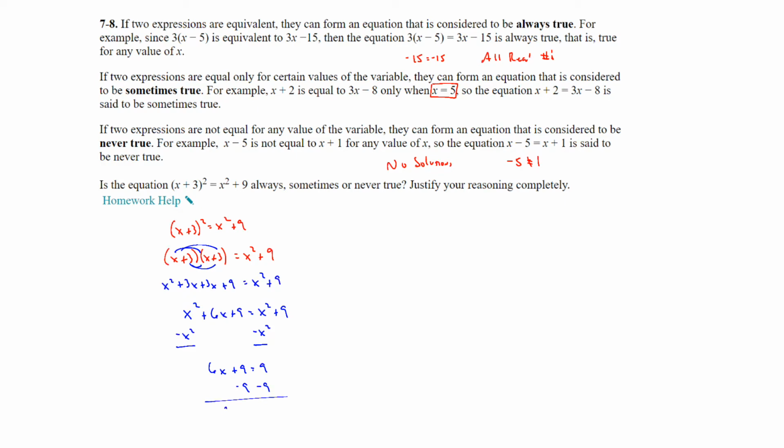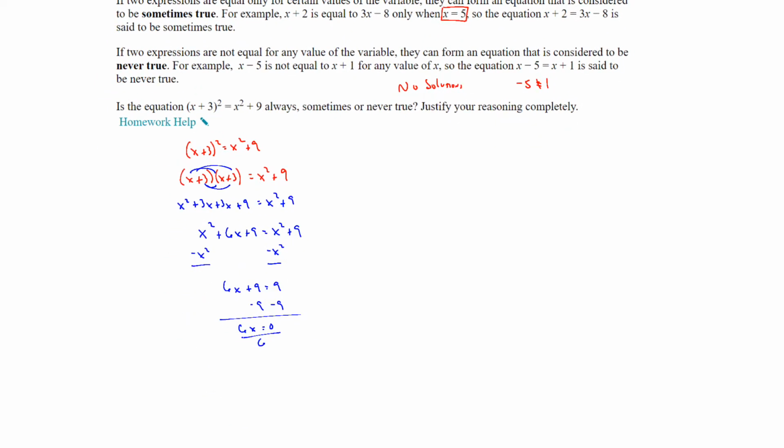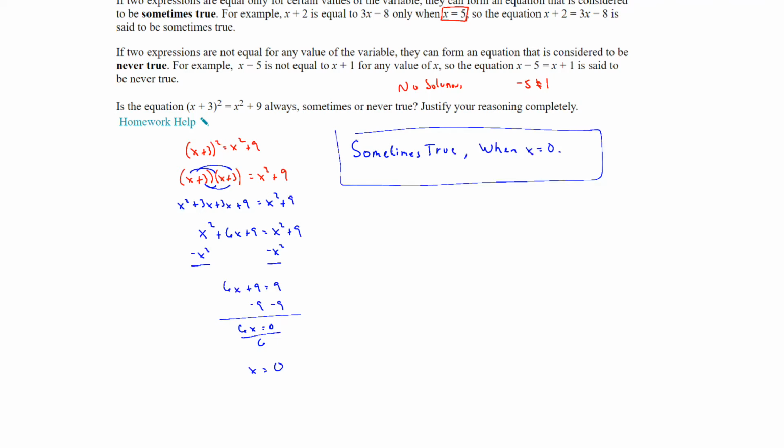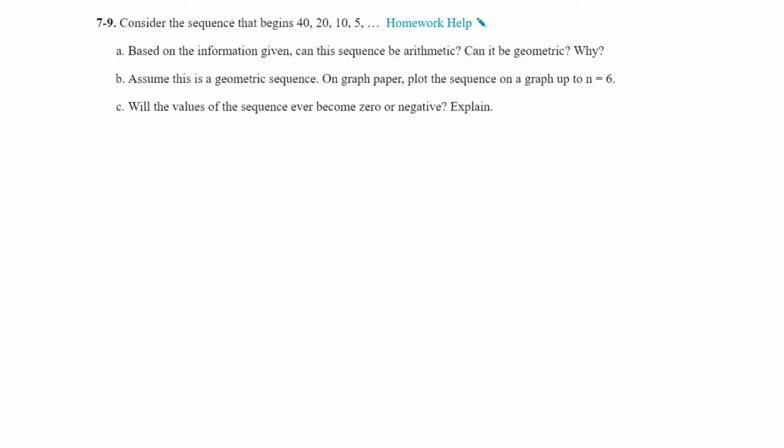So we subtract 9. We get 6x is equal to 0. We divide by 6, and x is equal to 0. So is it always, sometimes, or never true? Well, it's sometimes true, and the only time it'll actually be true is when x is equal to 0. And we justify that by showing our steps in terms of solving.